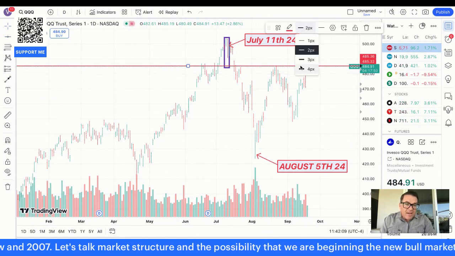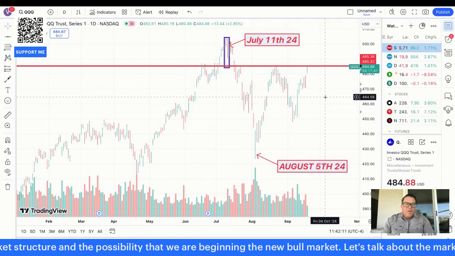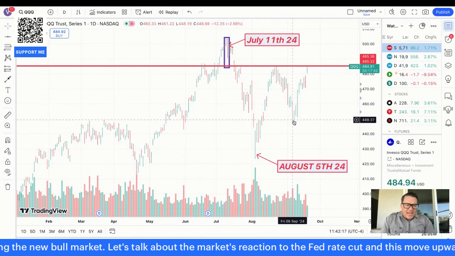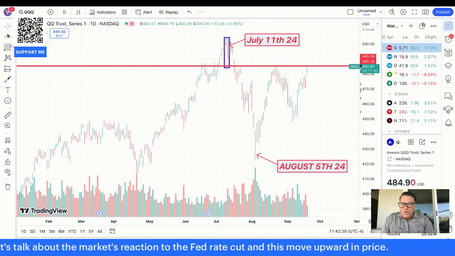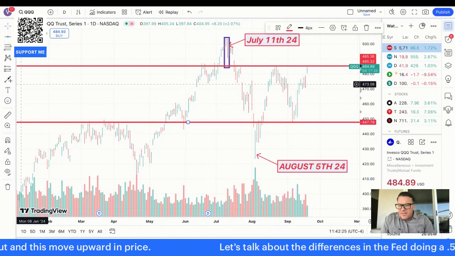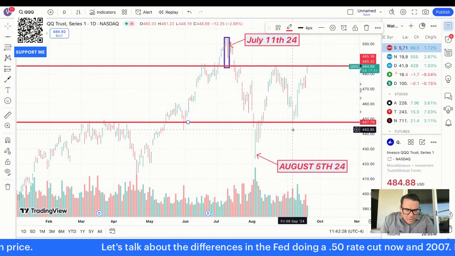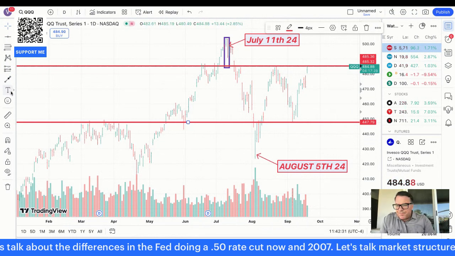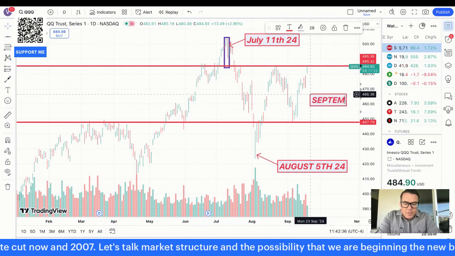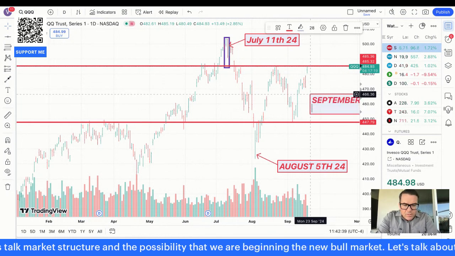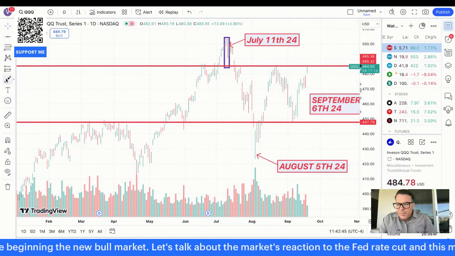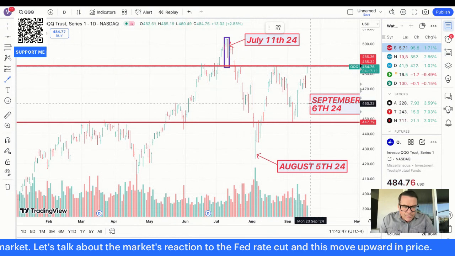I am paying, as you can tell, very close attention to where the NASDAQ is and where the other markets are. So the NASDAQ dipped back in and kind of into that area. If you look here, it dipped into the area. This is September 6th. These dates are important, everybody. September 6th, 24.